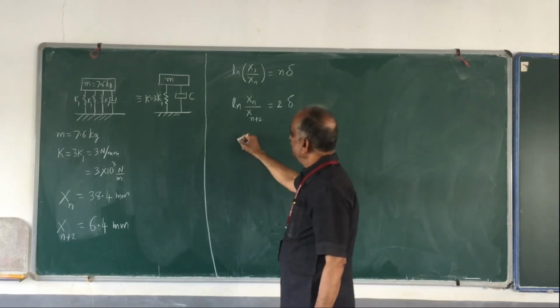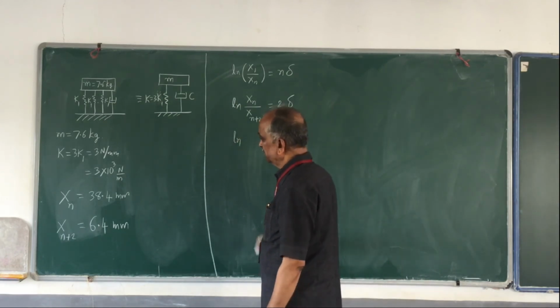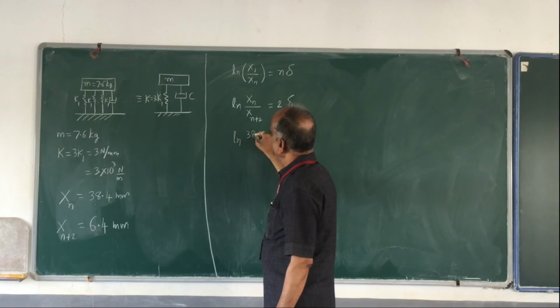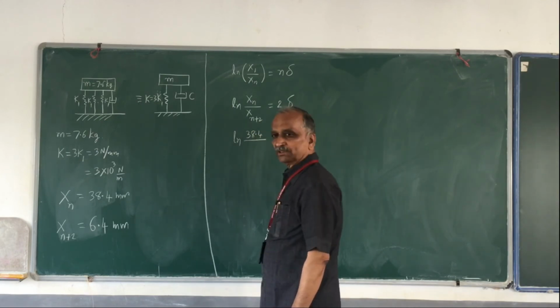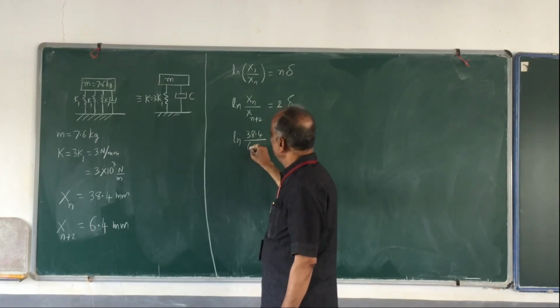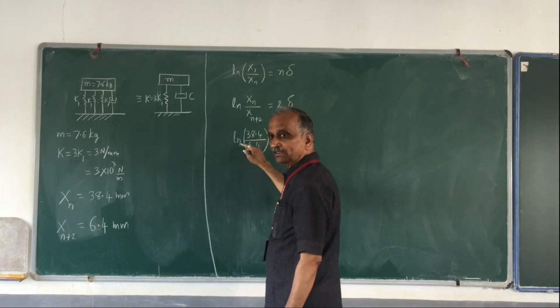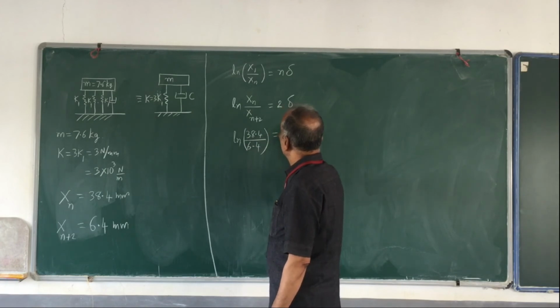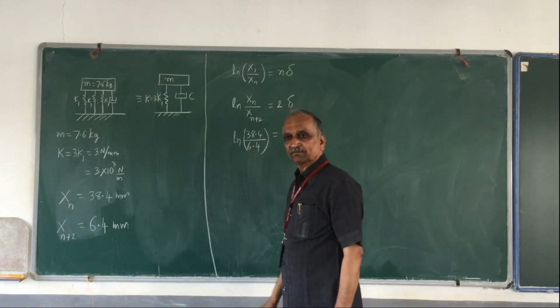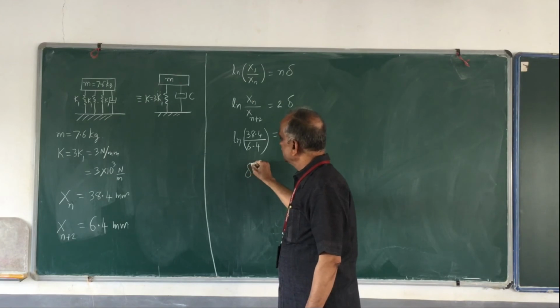So this is equal to natural log of, what is xn? xn is 38.4. What is x(n+2)? 6.4. Please remember ln is natural log to base e. This is equal to 2 into delta. So from this you can easily find out delta.